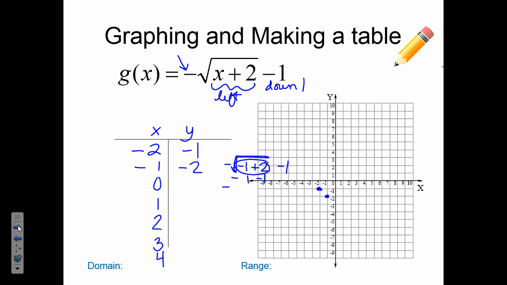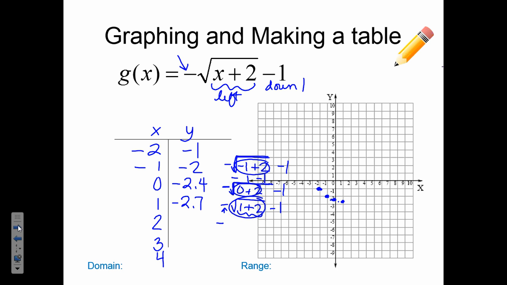Plugging in 0. Negative sign, 0 plus 2, minus 1. So inside first, 0 plus 2 is 2. Square root of 2 is 1.4. Negative on it is negative 1.4. Minus 1 more makes negative 2.4. So 0, negative 2.4. Now we'll plug in 1. This turns into 3. The square root of 3 is 1.7. Put a negative sign on it. It's negative 1.7. Minus 1 makes negative 2.7. So at 1, I'll go down to negative 2.7.